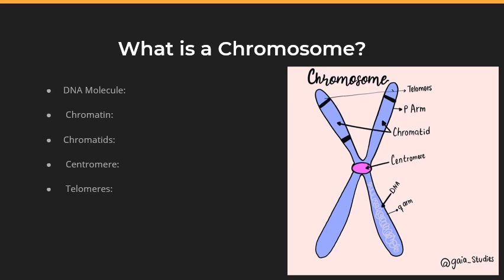Now let's talk about the telomeres. Telomeres are protective structures found at both ends of a linear chromosome. They consist of repetitive DNA sequences and proteins. Telomeres help maintain the stability and integrity of chromosomes during cell division and protect the genetic information from degradation.